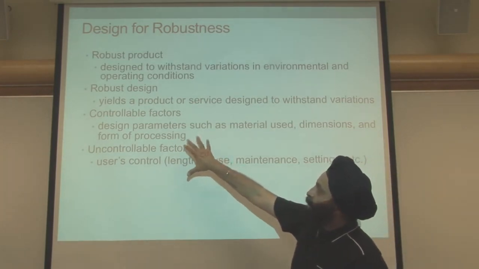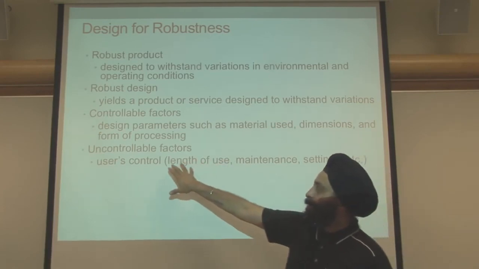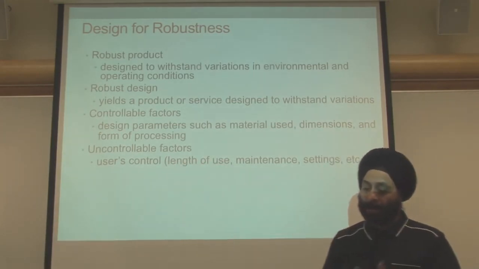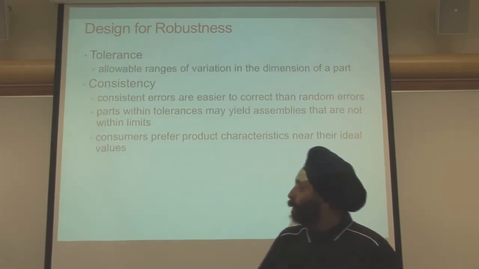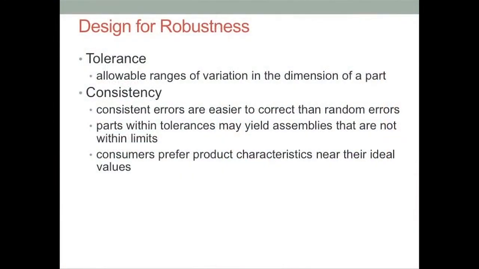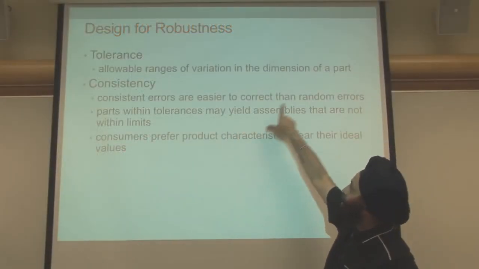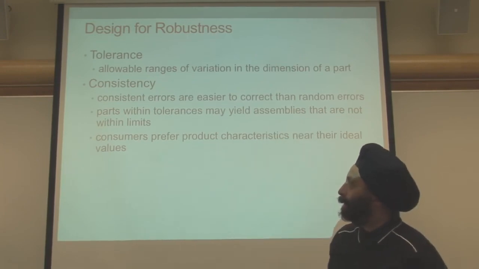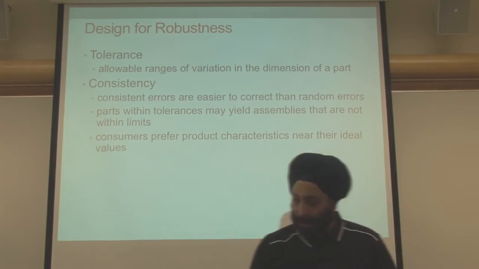Controllable factors are design parameters such as material used, dimensions, etc. And uncontrollable factors are user controlled. How long does somebody use the product? That's something not in our control. So in that case, you tend to look at tolerances. What are the allowable tolerances that you have? Consistency: how consistent are the errors and how long will it take to correct them? And then consumer preferred product characteristics that are near their target value.